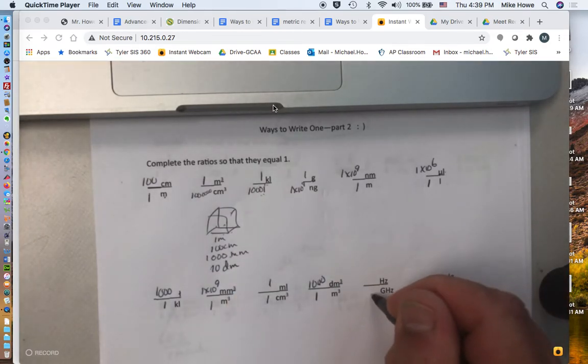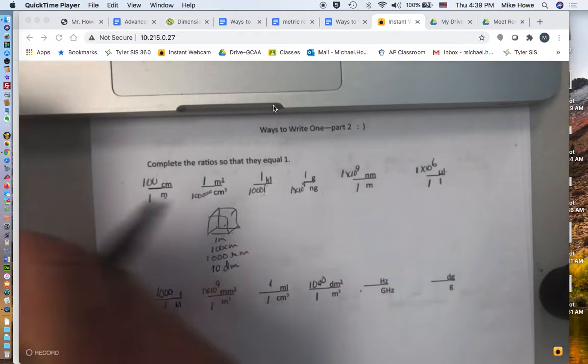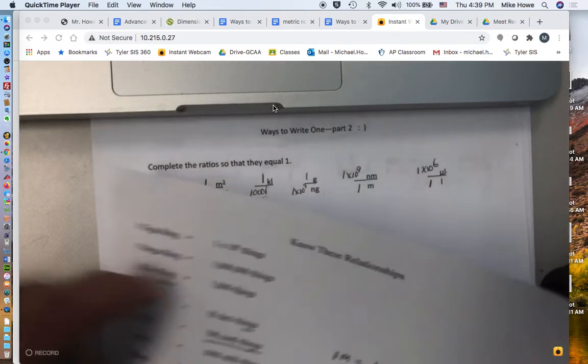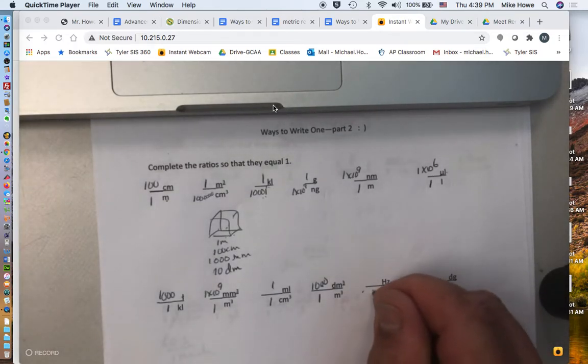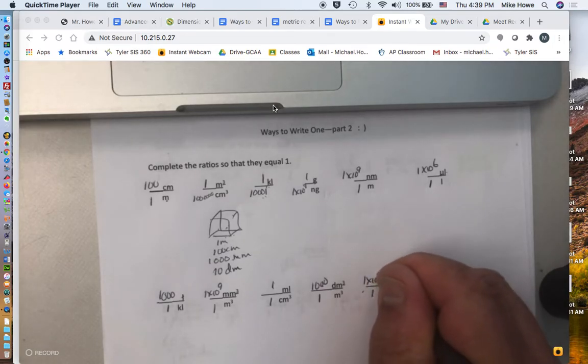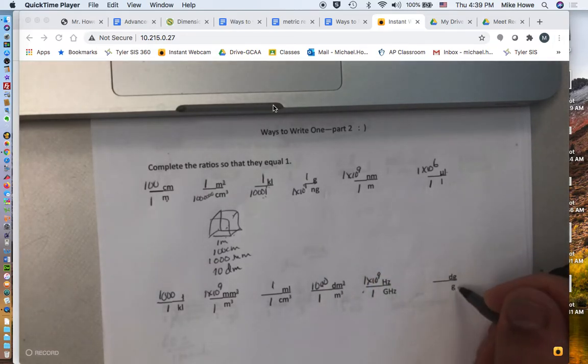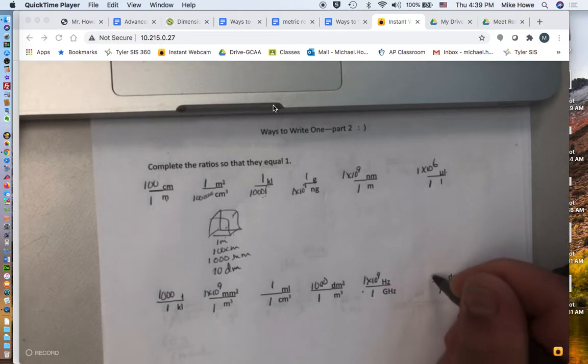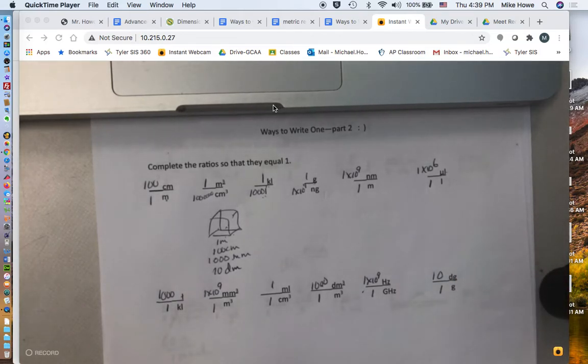Hertz and gigahertz. Giga means billion, so a giga thing is a 10 to the 9th thing. So 1 gigahertz is 1 times 10 to the 9th hertz. Then grams and decigrams: 1 gram is 10 decigrams. And that's based on our things list.